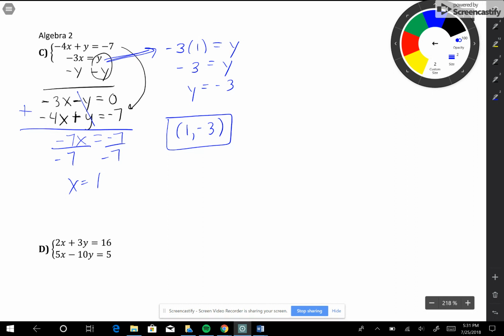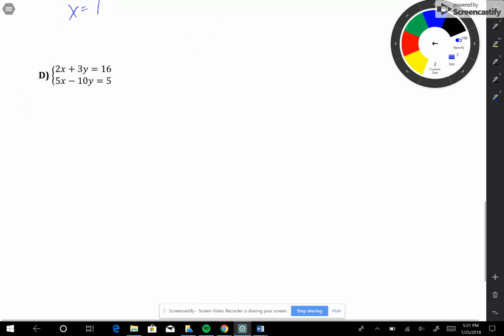Okay. That one we had to rewrite, but we didn't have to multiply because we already had opposite coefficients. This last one is a special one. We have 2x plus 3y equals 16, 5x minus 10y equals 5. Now our numbers are gonna get kind of big in this, so remember you can use your calculator for multiplying, adding, subtracting, dividing, whatever you need. First, let's look and make sure these are in standard form. They both are. Then let's look and see if our coefficients on either our x or our y terms are opposites. I've got 2x and 5x, those are not opposites of each other, and I have 3y and negative 10y, and those also are not opposites of one another.